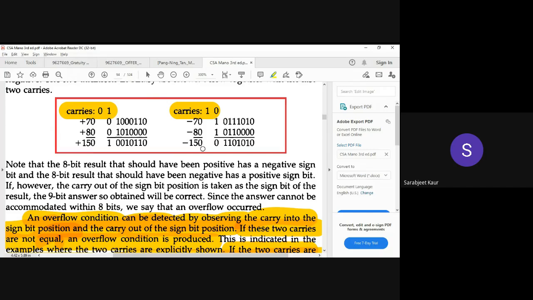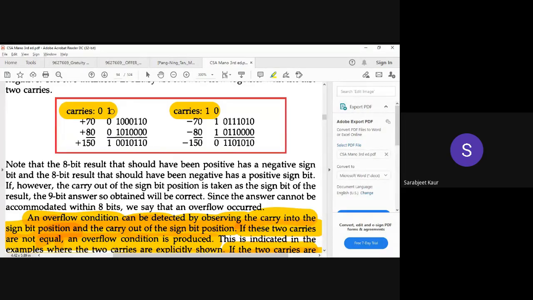So how to detect the overflow? An XOR gate is generally placed between these two carries. If the XOR of the last two carries which we get is 1, that means there is an overflow. When does the XOR gate give us a 1? Whenever the two inputs are different. And if it gives us 0, then there is no overflow.